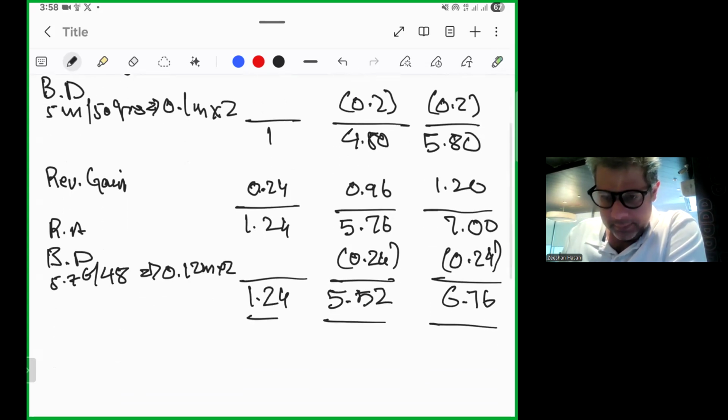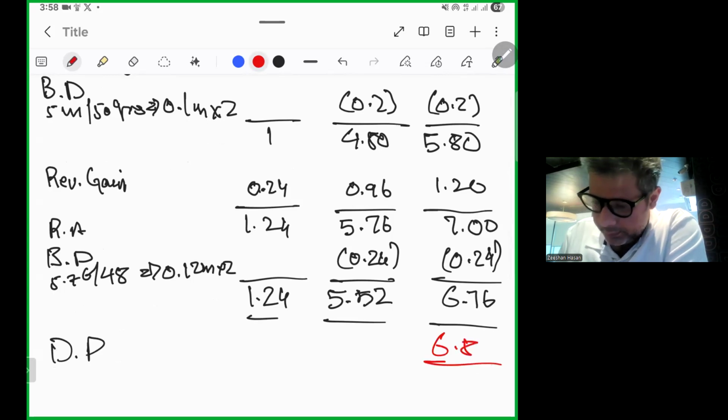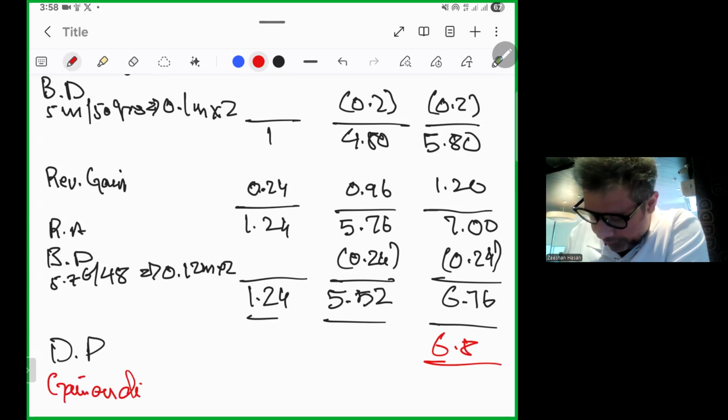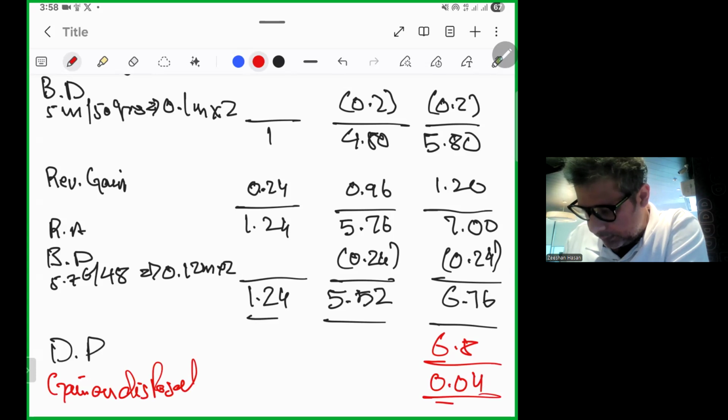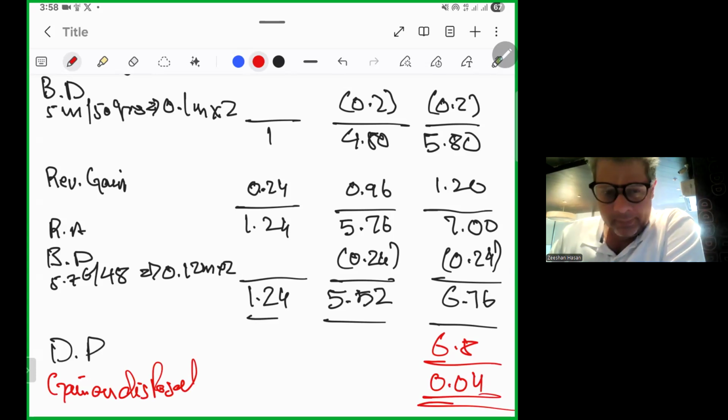6.76. We disposed of the asset for 6.8. So the gain on disposal, what's that? 0.04. I hope it is clear that the gain on disposal is actually $40,000.